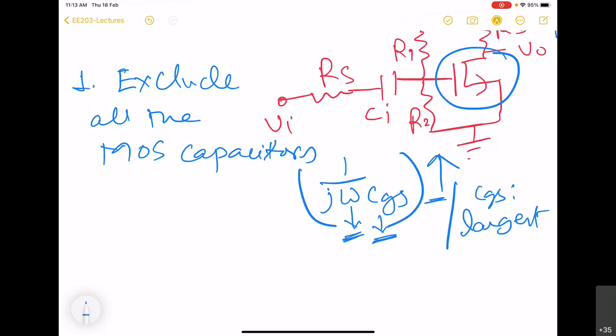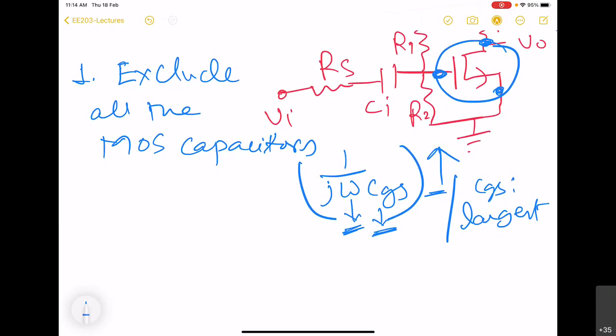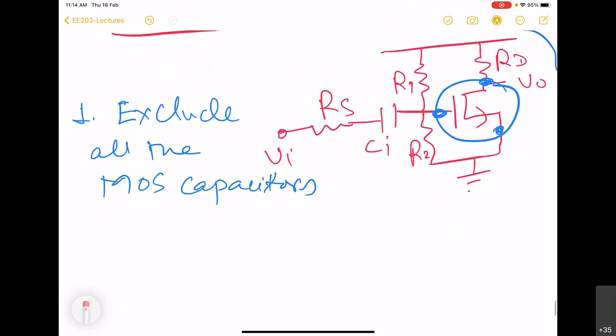So here you can see that since the frequency is very small, the impedance is going to be very high, and that is why there will be hardly any current between gate and source, or gate and drain, or source and bulk, which in fact is anyway not going to be there between drain and bulk. So those capacitors will be behaving like open circuit, extremely high impedance, and that is why for the low frequency we do not include them in the small signal model. So we are now going to draw the small signal model by excluding these MOS capacitors.